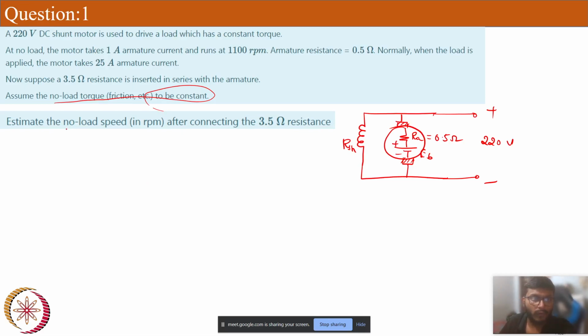Now, what was the question? We have to estimate the no load speed in RPM after connecting the 3.5 ohms. So first calculate the no load.